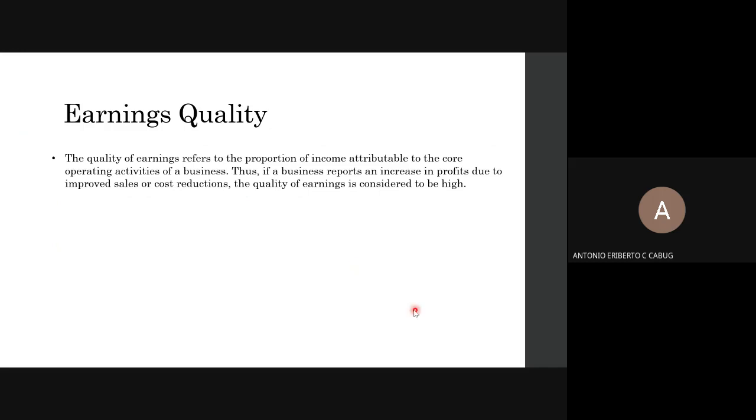Okay? Earnings quality. The quality of earnings refers to the proportion of income attributable to the core operating activities of a business. Thus, if a business reports an increase in profits due to improved sales or cost reductions, tumaas yung sales, bumaba yung cost, the quality of earnings is considered to be high. Maganda yung quality ng earnings. Okay? An organization can have low quality earnings if the changes in its earnings relate to other issues.